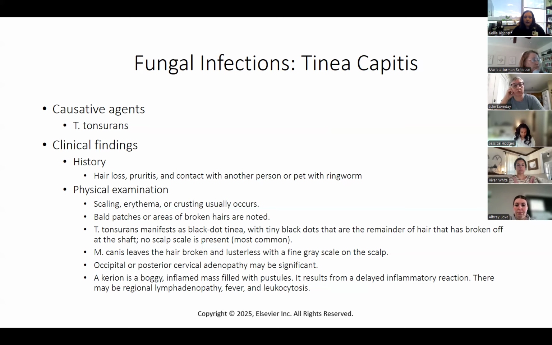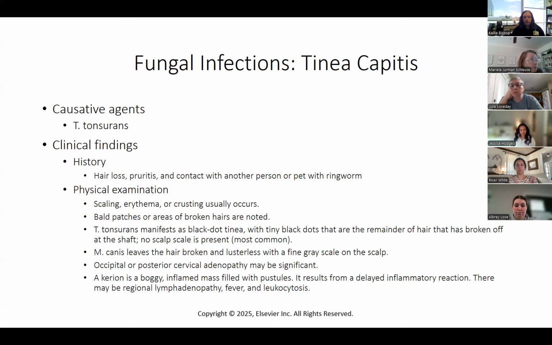And then a kerion is a boggy, this is something that they like to test over. A kerion is a boggy, inflamed mass filled with pustules. It's a delayed inflammatory reaction to something. Often it's tinea. So often after they've had tinea on their scalp, this inflammatory reaction happens and they get these. It's pretty gross looking. I'll show you a picture in a minute, but the first time you ever see one, it is very alarming. And it looks really bad, but it is a kerion and the contents are actually sterile. So you don't do antibiotics for it, even though it looks like you want to do antibiotics for it.